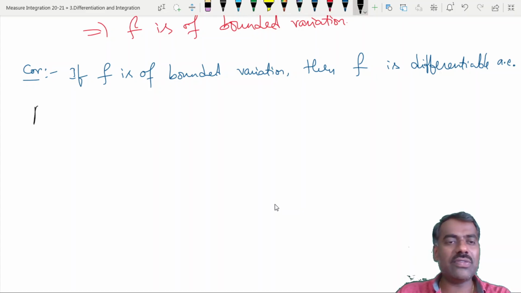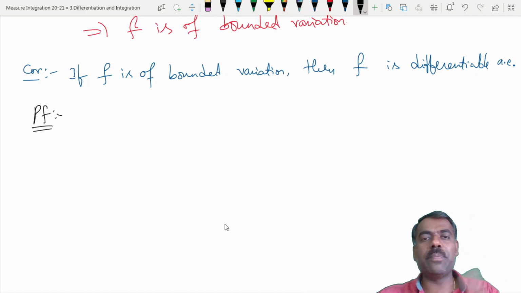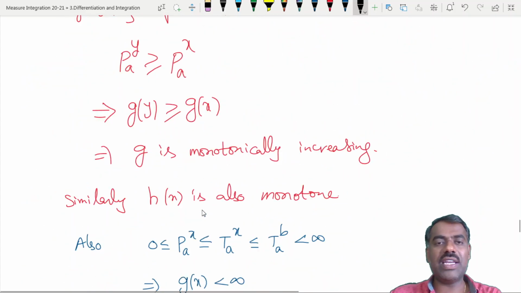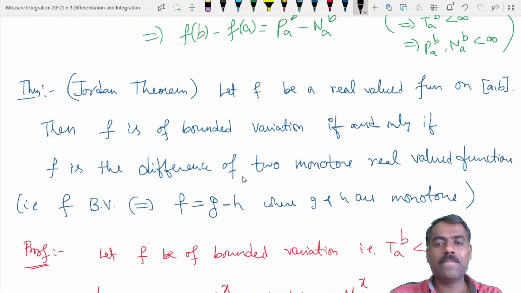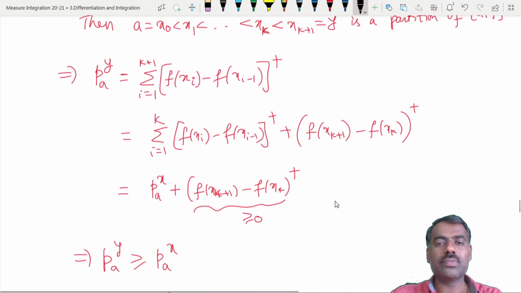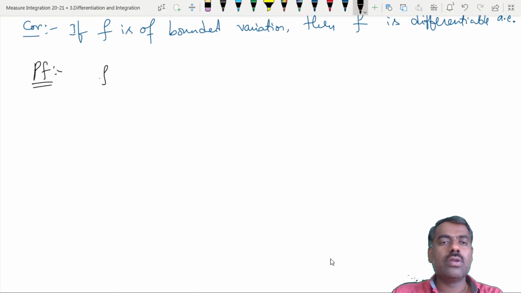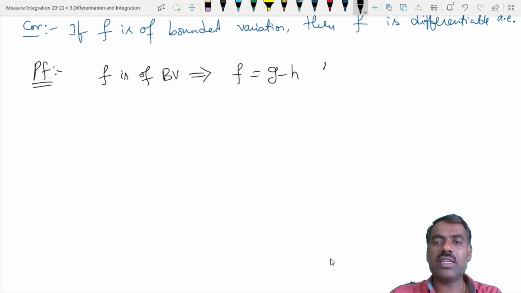Can somebody give proof? It is very simple proof. It follows from previous result because f is of bounded variation. What you know? f can be written as g minus h, where g and h are monotone functions. Is this clear? Yes or no? Any problem? So f is of bounded variation implies f can be written as g minus h for monotone functions g and h.